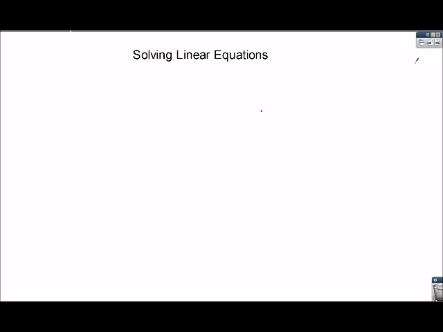Today we're going to be talking about how to solve linear equations. That just means how do we get x all by itself.